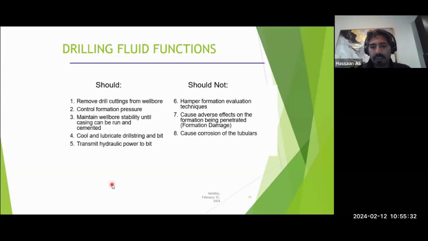It should not have adverse effect on the formation. So you need to control your pressure of the mud, because you don't want it to fracture your formation. Because if it damages the formation, it can have a long lasting effects. And also we don't want this oil-based mud or water-based mud to cause any kind of corrosion of your casings or your tubing.